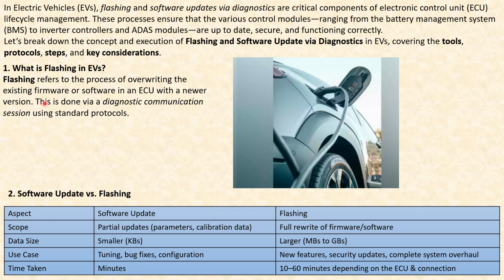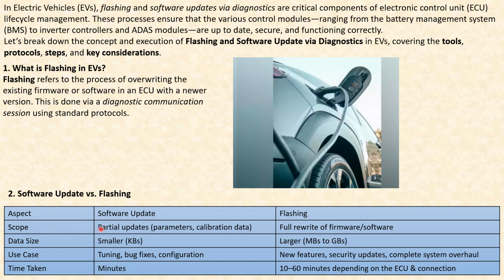All right. Now, what is flashing in electric vehicles? Flashing refers to the process of overwriting the existing firmware or software in an ECU with a newer version, and this is done via a diagnostic communication session using standard protocols. So we have a small subtle difference between software update versus flashing. We will see the subtle difference here.